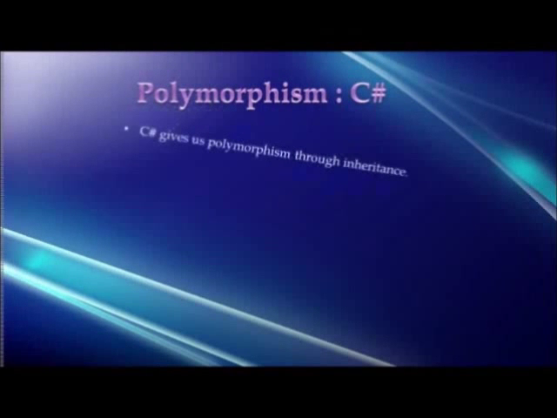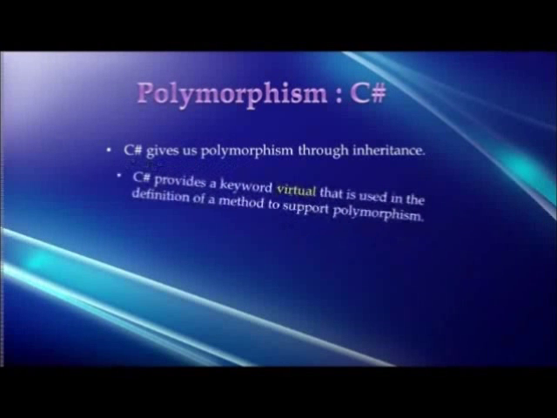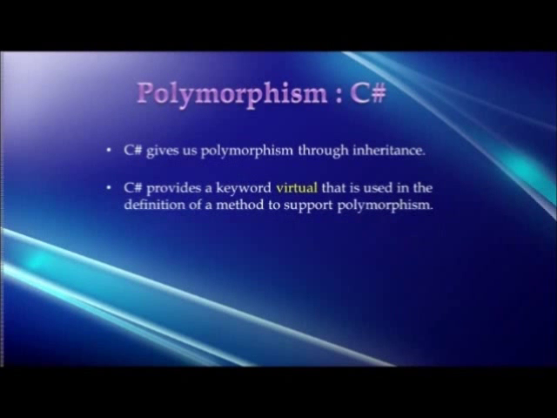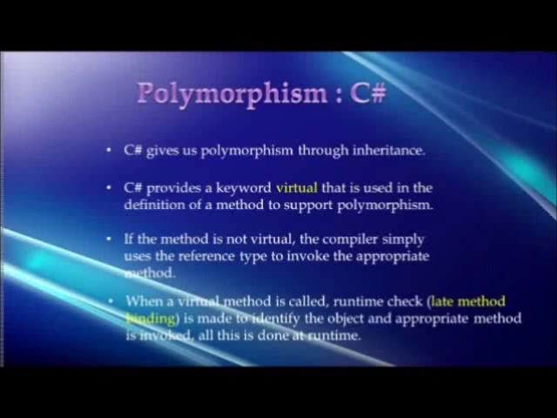Polymorphism in C#. C# gives us polymorphism through inheritance. C# provides a keyword virtual that is used in the definition of a method to support polymorphism. If the method is not virtual, the compiler simply uses the reference type to invoke the appropriate method. When a virtual method is called, a runtime check, late method binding, is made to identify the object and the appropriate method is invoked. All this is done at runtime.